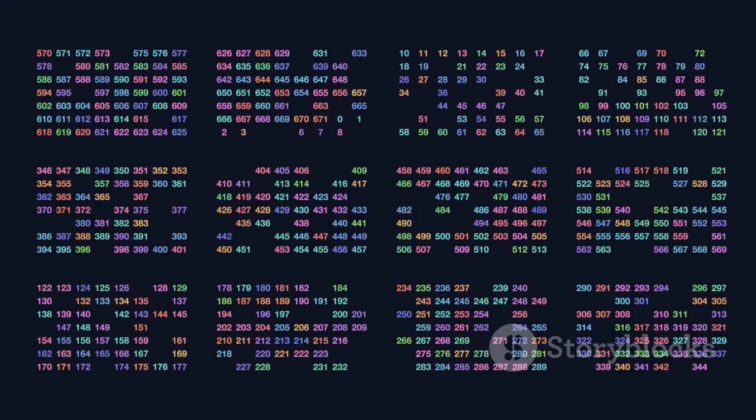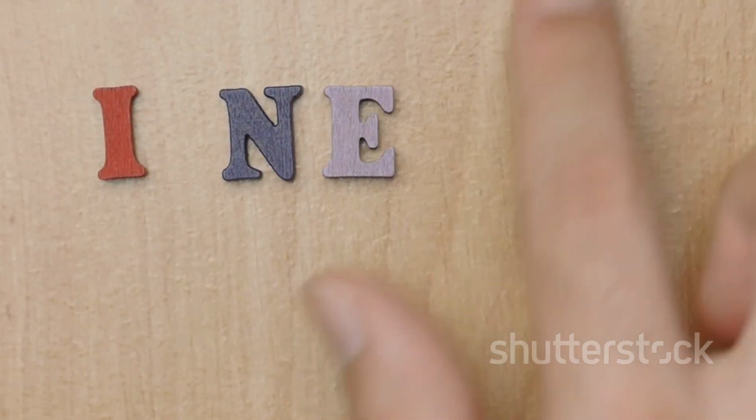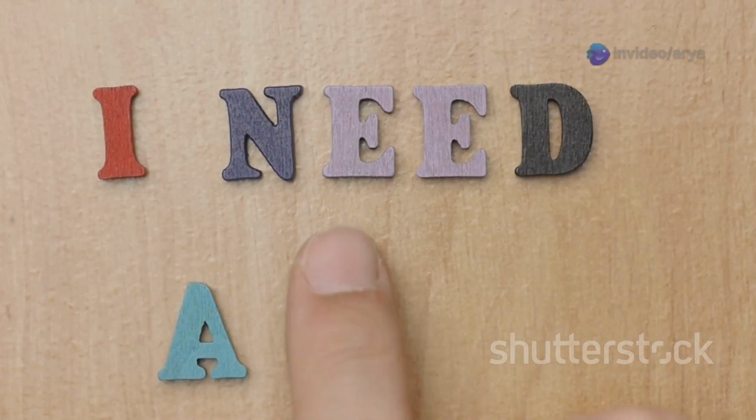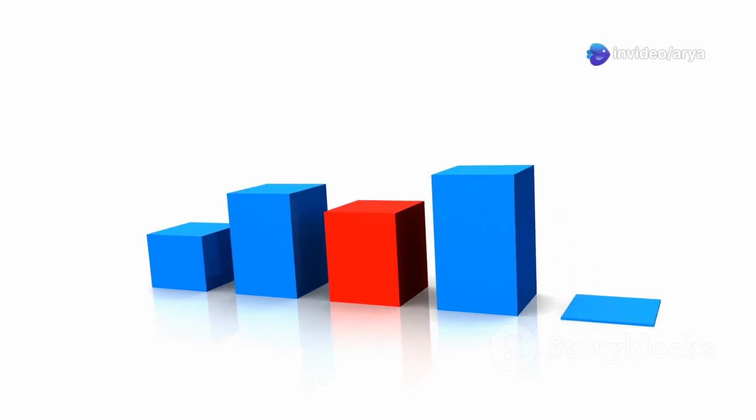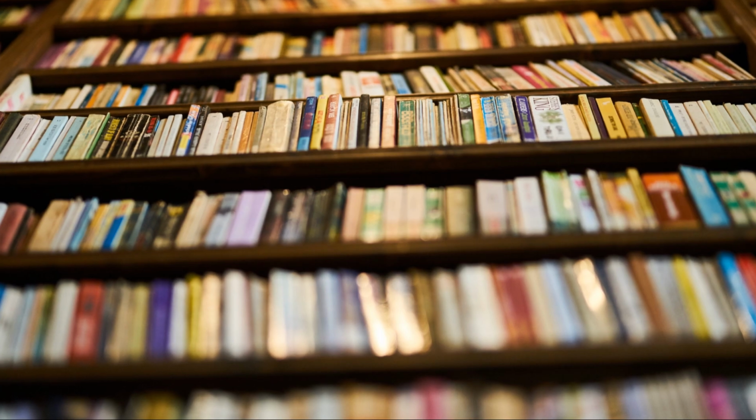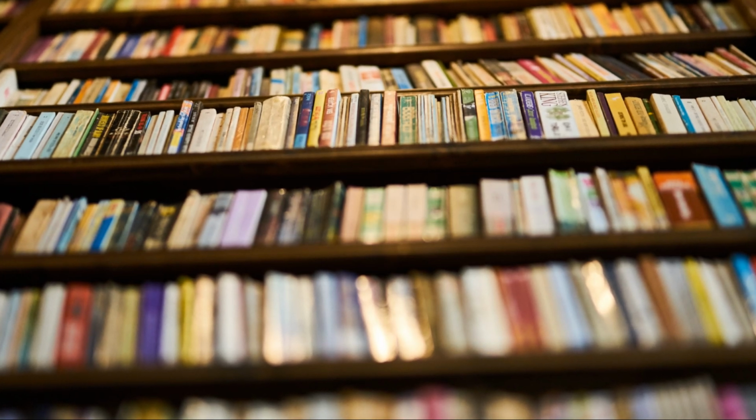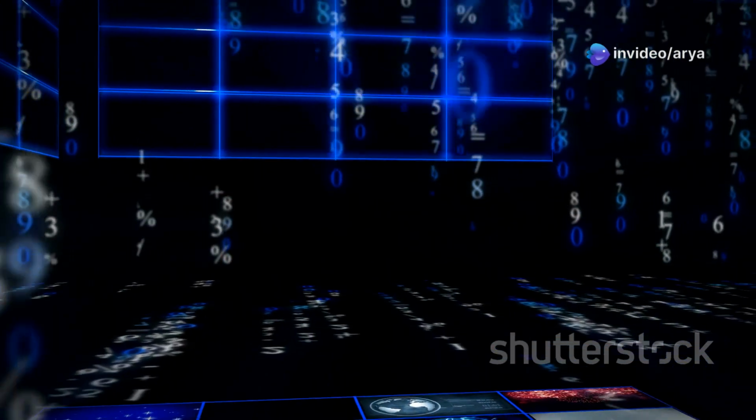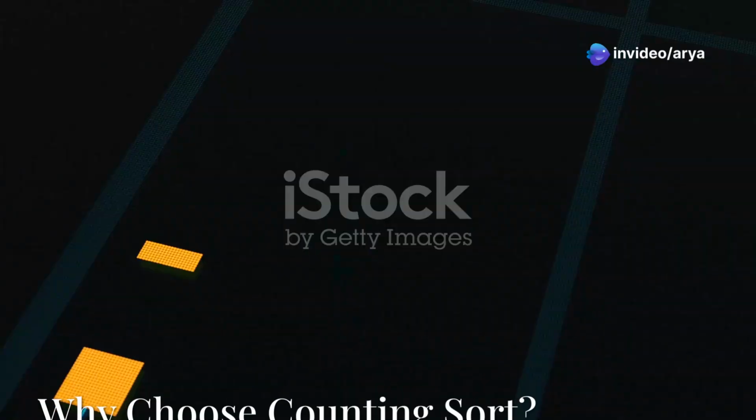Counting sort also loves whole numbers. It can even handle data that can be easily converted to integers, like characters in a text. In these scenarios, counting sort can often outperform more general-purpose algorithms. However, it's not suitable for all situations. It struggles with large ranges of values, like sorting all the books in a library by publication year, or with data that can't be easily represented as integers, like complex floating-point numbers.